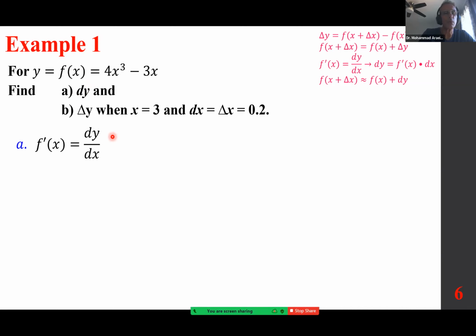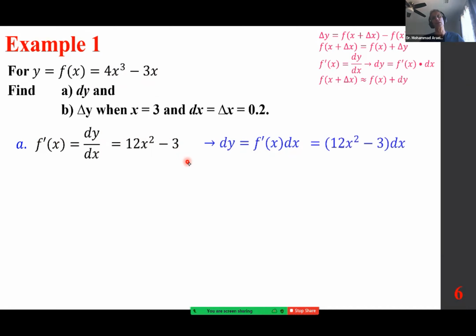So what is f prime of x or dy dx? 12x squared minus 3. So what is dy? Just multiply this by dx. So dy by definition is the same thing, f prime of x times dx. So just multiply this by dx. The next step is elementary algebra. Plug in x equals 3, delta x or dx equals 0.2 and evaluate.